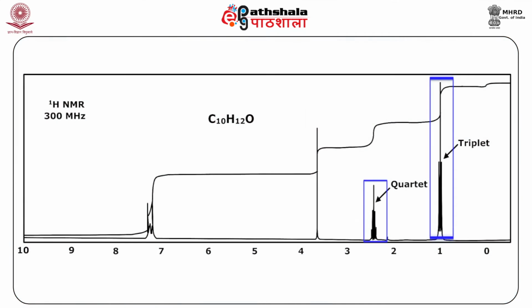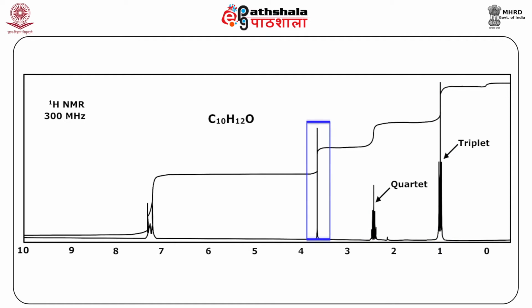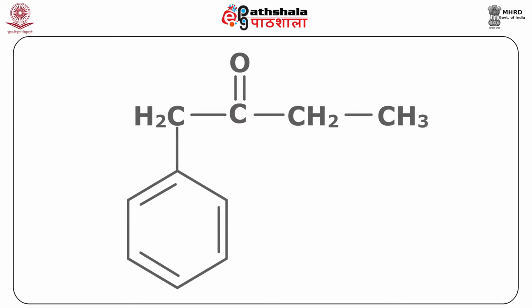The triplet and the quartet, which are observed due to the presence of a CH3-CH2 linkage, can be attributed to this grouping in the molecule. A singlet near 3.7 ppm is due to the protons of the carbon which is attached to the aromatic ring. Thus, the structure of the given compound works out to be CH2-C=O-CH2-CH3 attached to a phenyl ring.